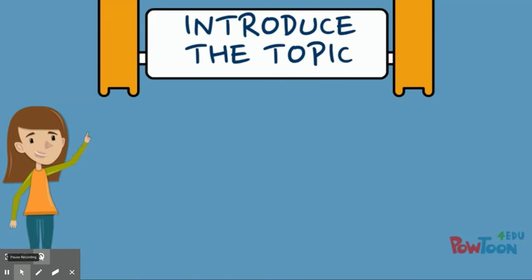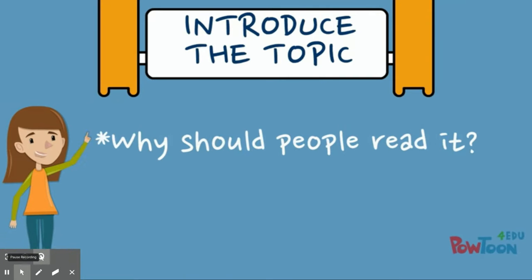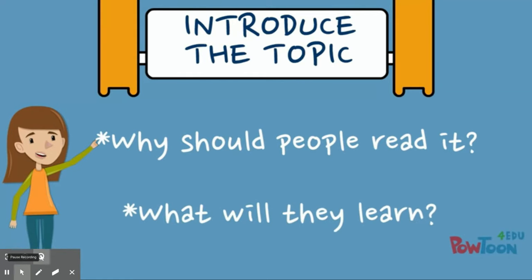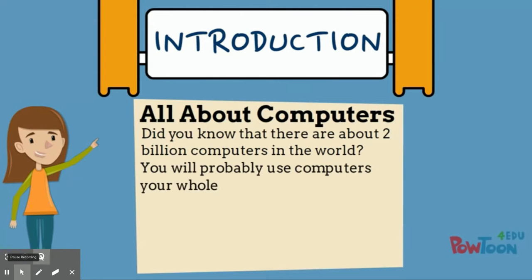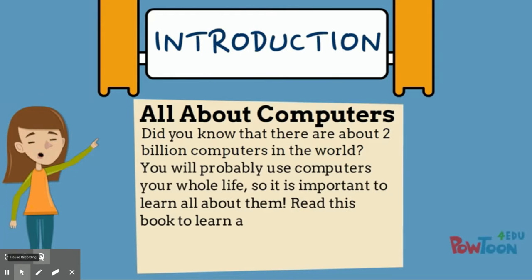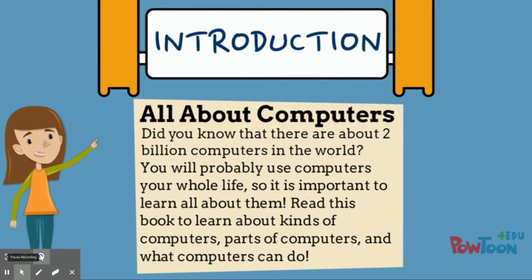Next, I will introduce my topic. I need to think about why people should read my book and what they will be learning by reading it. I will write, you will probably use computers your whole life, so it is important to learn all about them. Read this book to learn about kinds of computers, parts of computers, and what computers can do.